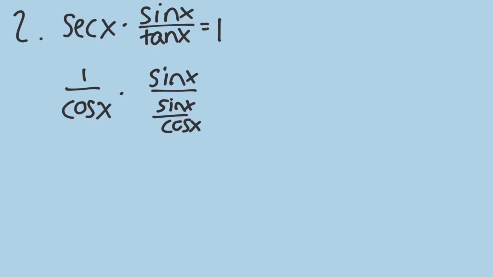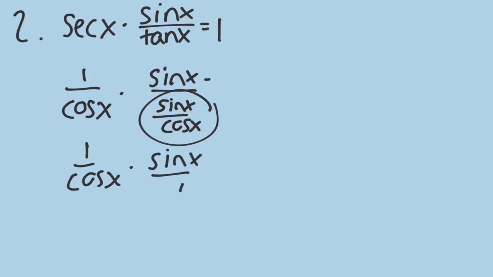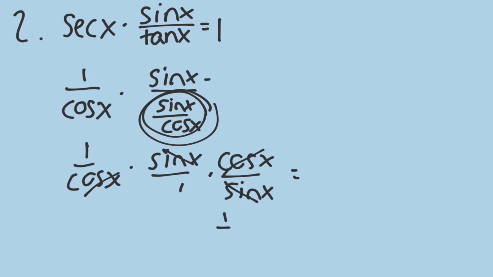So we can multiply both the numerator and denominator by the reciprocal of the denominator. So we have 1 over cosine of x times sine of x over 1, which was the numerator, and then times the reciprocal of the denominator, cosine of x over sine of x. And now we can see that the sines are going to cancel and the cosines are going to cancel, and we're just left with 1 over 1, which is 1. So we prove that the left side equals the right.